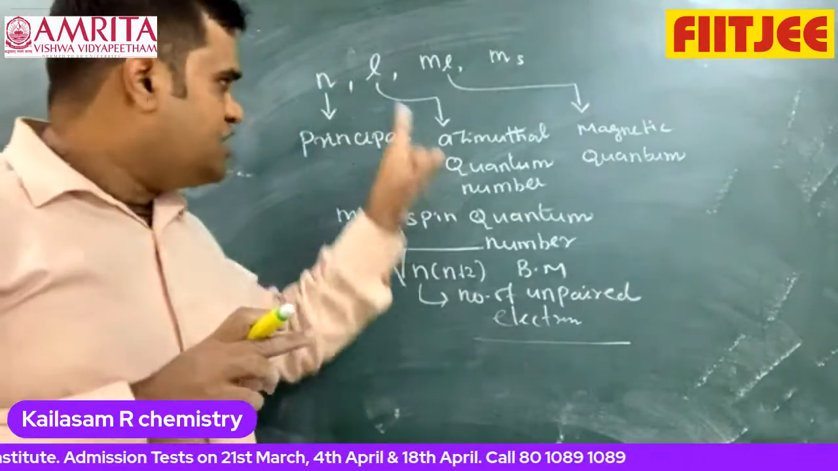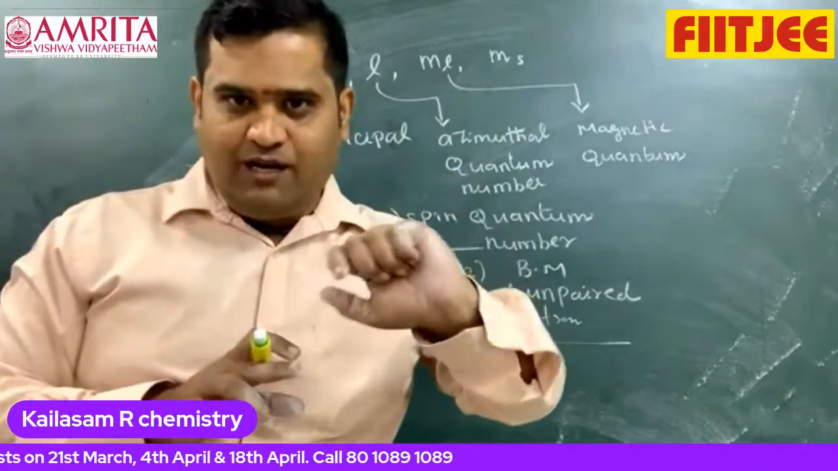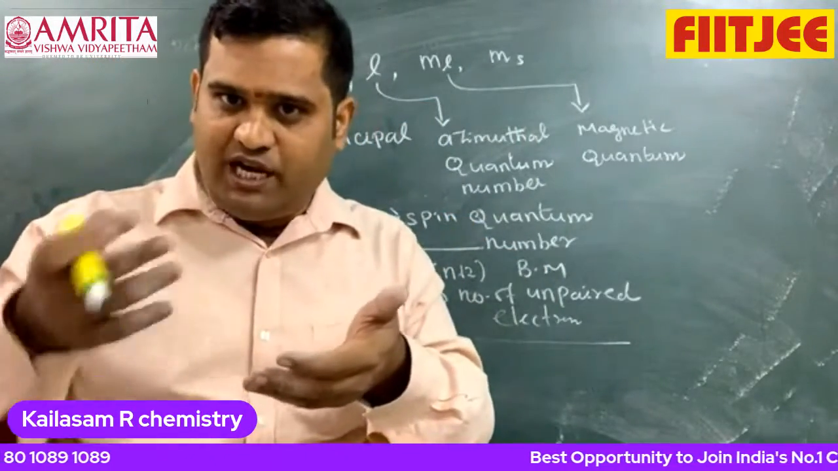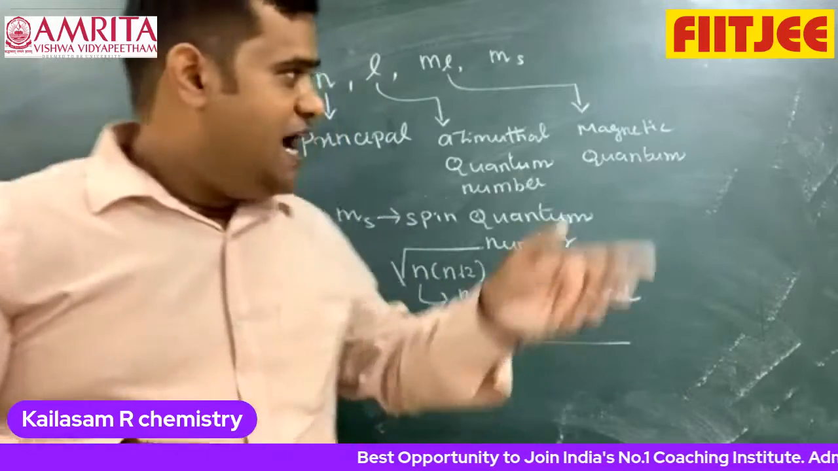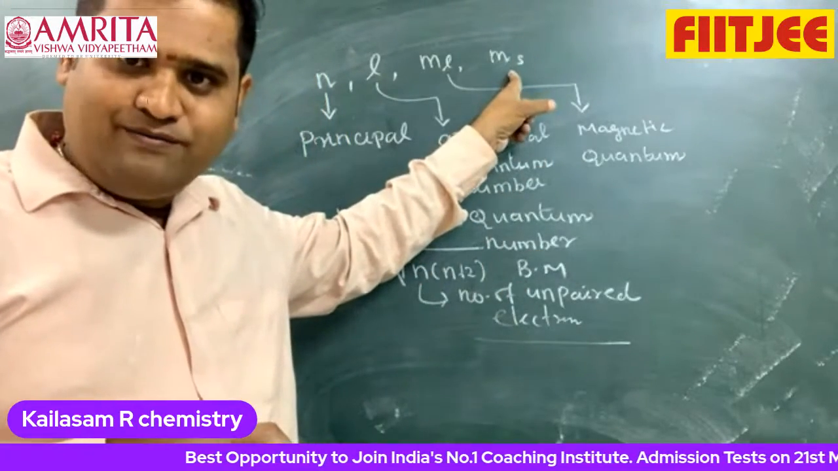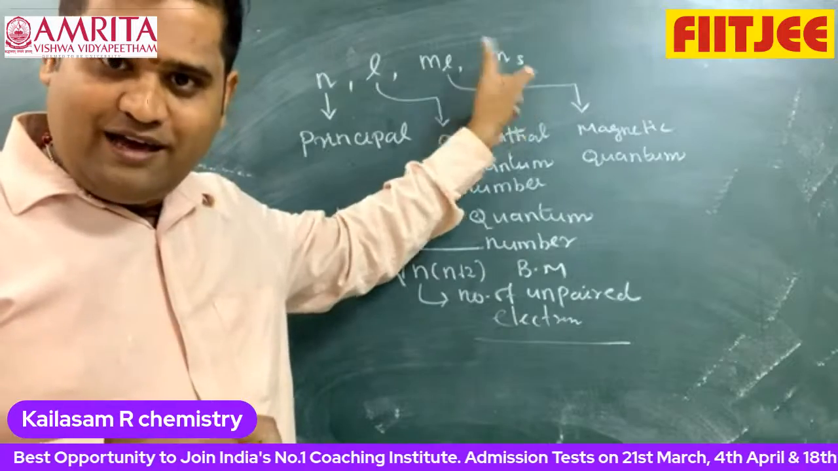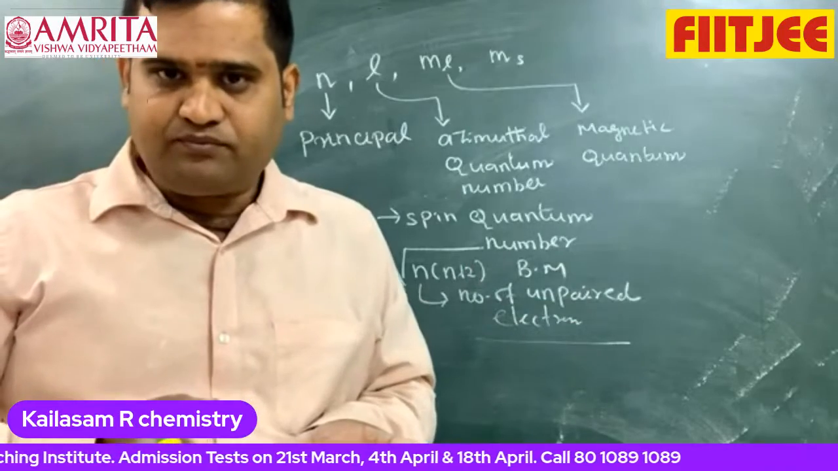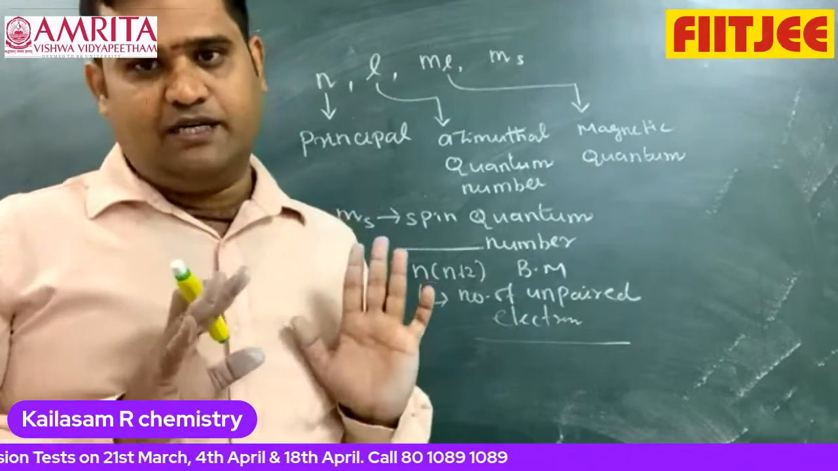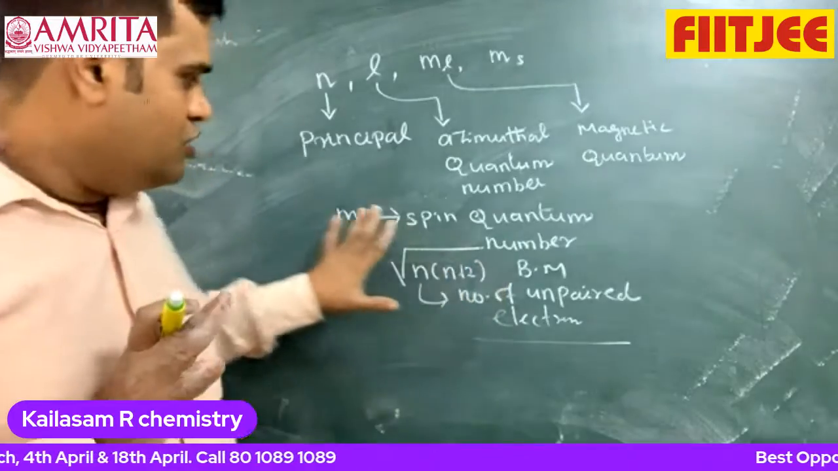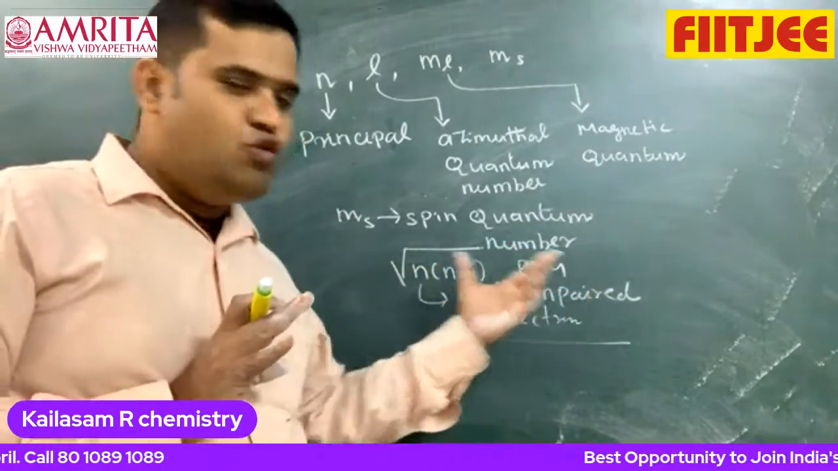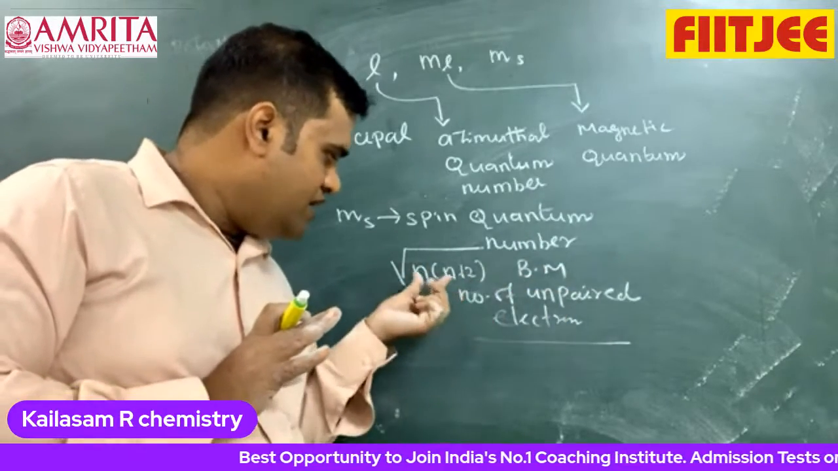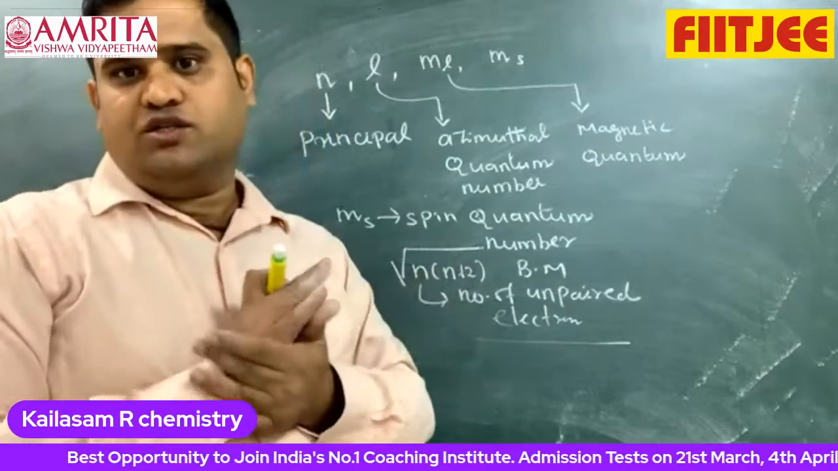So now, the principal quantum number talks about the shell. Azimuthal talks about the shell which has subshells, in which subshell the electron is located. And the subshell has orbitals, and in that the electron is there. The spin quantum number is not explained by quantum mechanical treatment. That is explained only by spectroscopic methods. So the formula for the magnetic moment of a particular ion or species is root of n into n plus 2 Bohr magneton. So n is here the number of unpaired electrons.